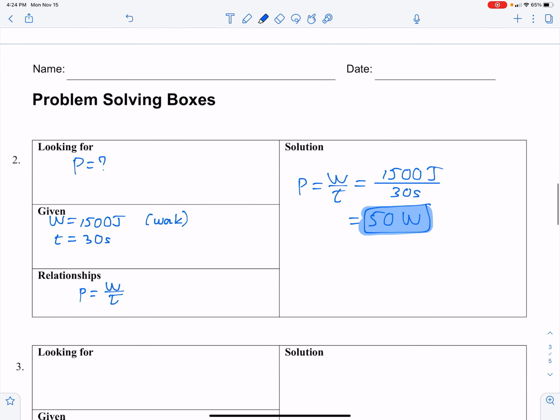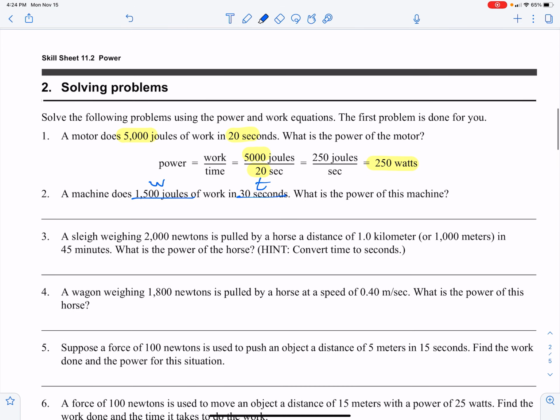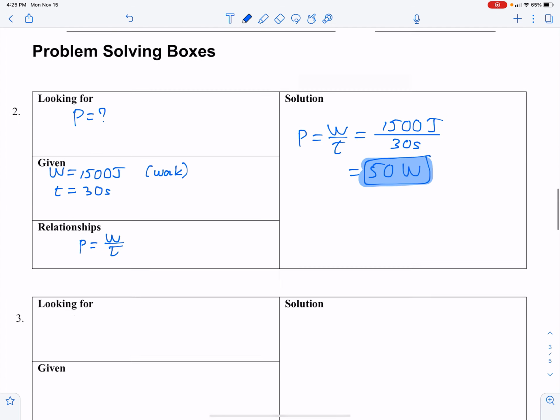Let's take a look at number 3. A sled weighing 2,000 newtons is pulled by a horse a distance of 1 kilometer or 1,000 meters. So we're given a force, we're given a distance, and apparently we're given a time, but we're given a time in minutes, so we need to change that. So 2,000 newtons, 1,000 meters, and 45 minutes.